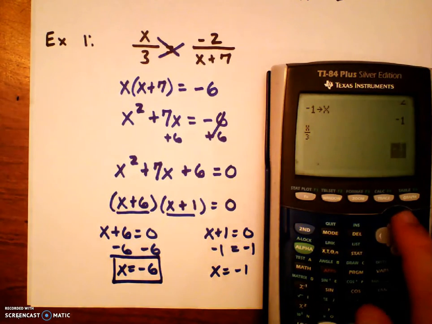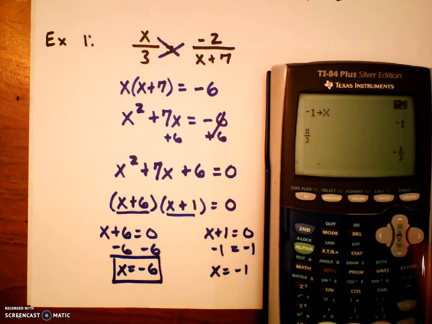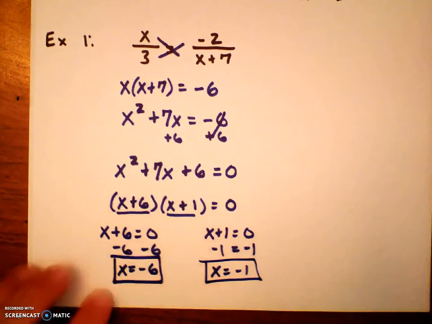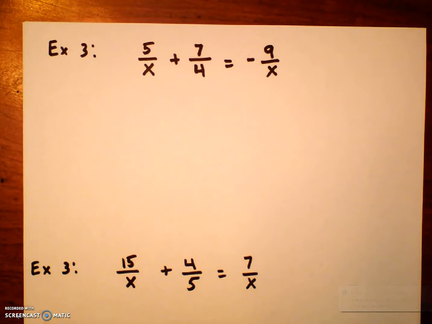If I scroll up and hit enter on the second side, you also get negative 1/3. So those are both good solutions, and you are finished. All right, the next example, number 3.